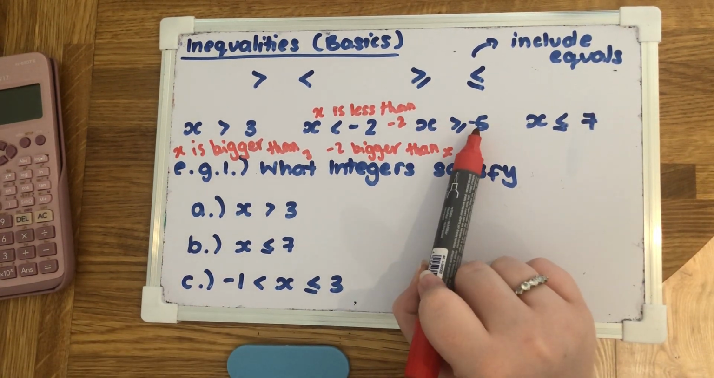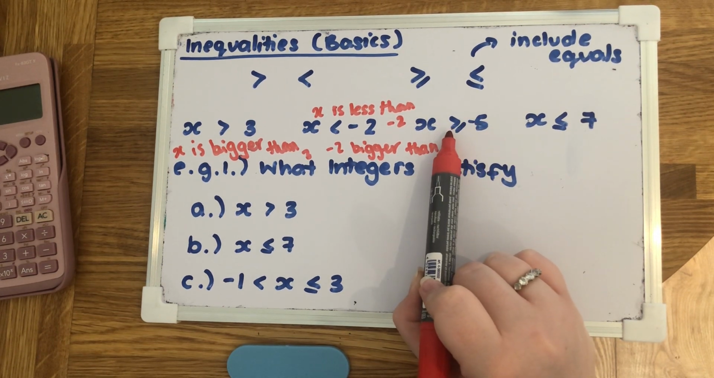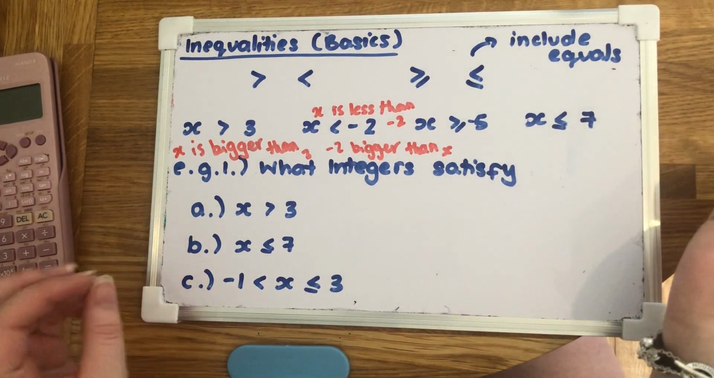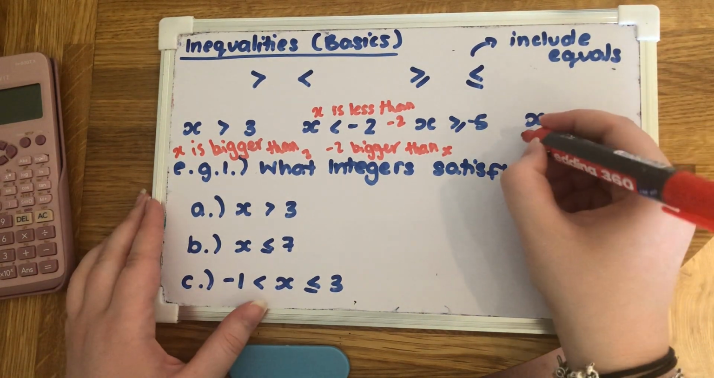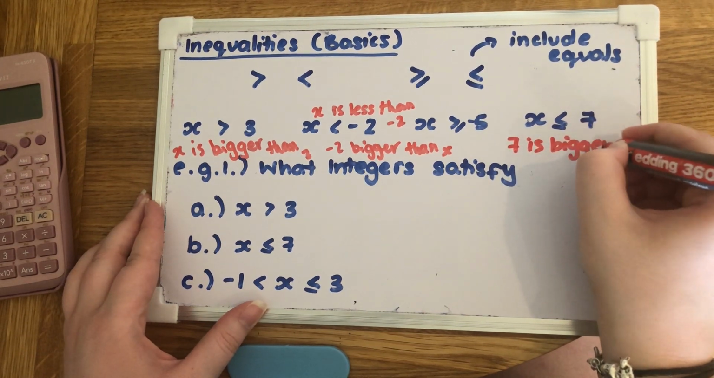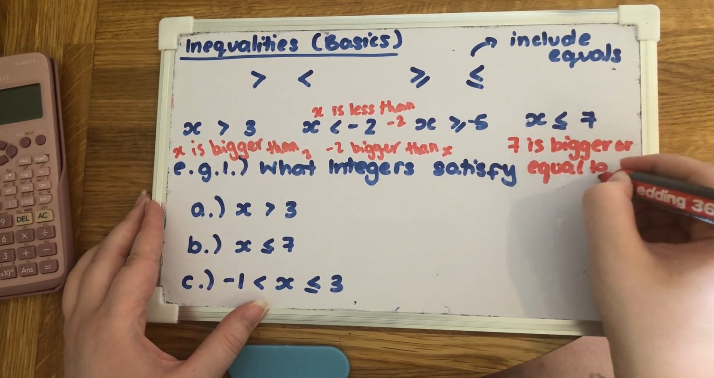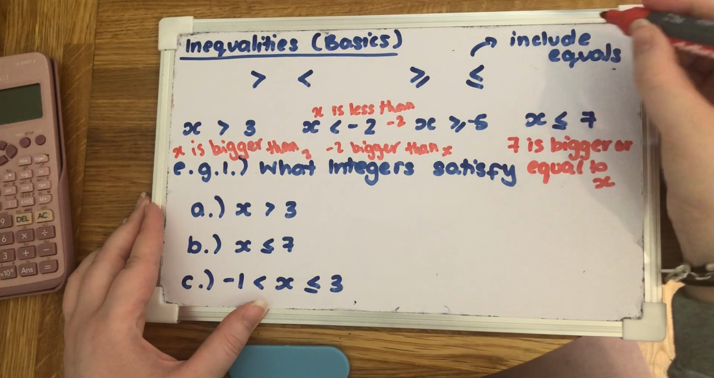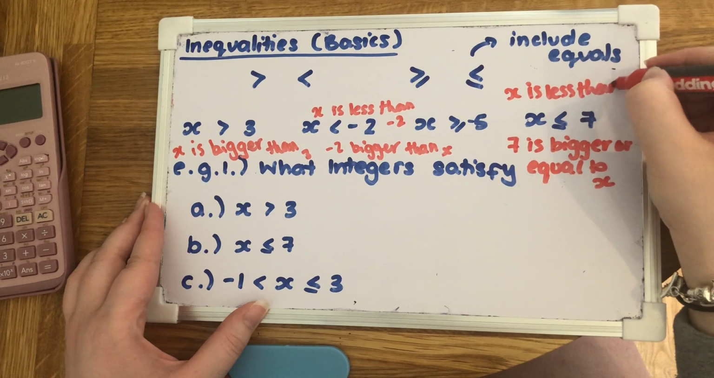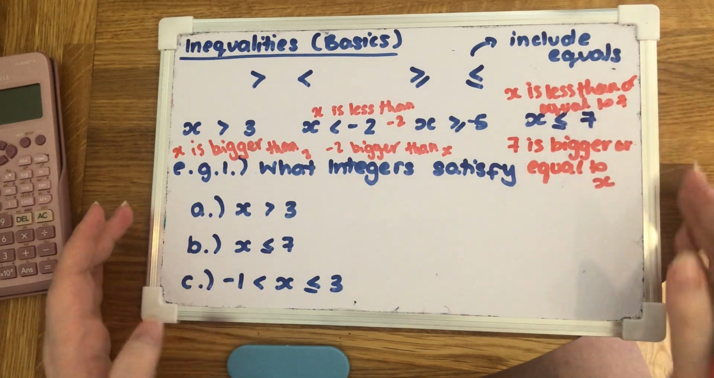This one is x is pointing at the negative 5, so x is bigger than that, but also because it's got the line underneath, it's bigger than or equal to negative 5. And this one, the 7 is pointing at the x, so you could say that 7 is bigger, or equal, because of the line here, to x. Or if you want to say it the x way, x is less than or equal to 7.